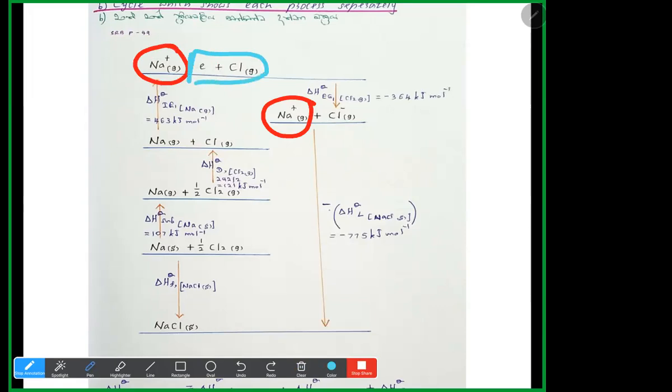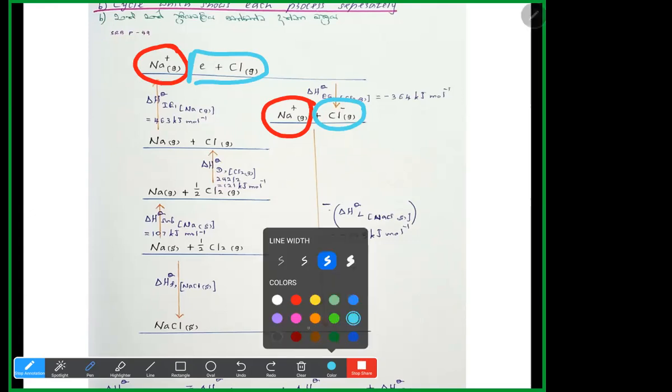Cl minus, sorry, chlorine with an electron making this Cl minus. Now the difference is here: plus information we are giving with upward arrows, minus information we are giving with downward arrows. And we should know that the electron gain energy of chlorine is negative, and they are giving it as data. So that's negative, so we are writing it down.